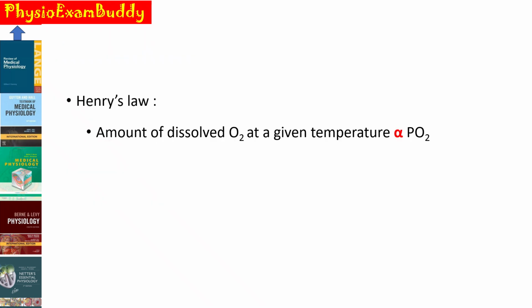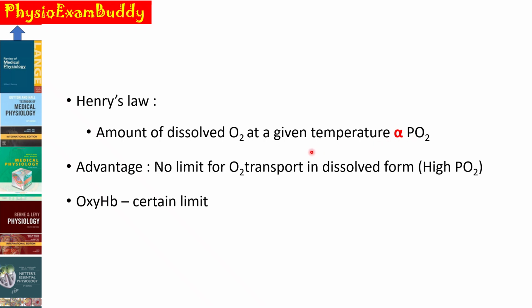According to Henry's law, the amount of dissolved oxygen at a given temperature is proportional to the partial pressure of the oxygen. Thus, there is no limit to the amount of oxygen that can be carried in the dissolved form, provided the partial pressure of oxygen is very high. This is actually a distinct advantage over oxygen transport as oxyhemoglobin, which cannot exceed a certain limit. So that is the advantage of the transport of oxygen in the dissolved form.